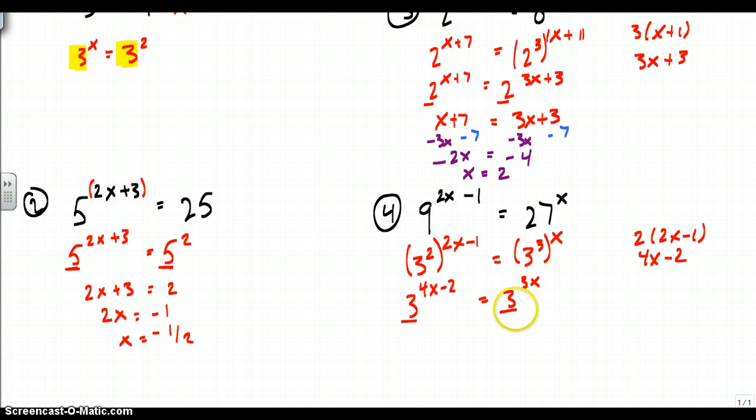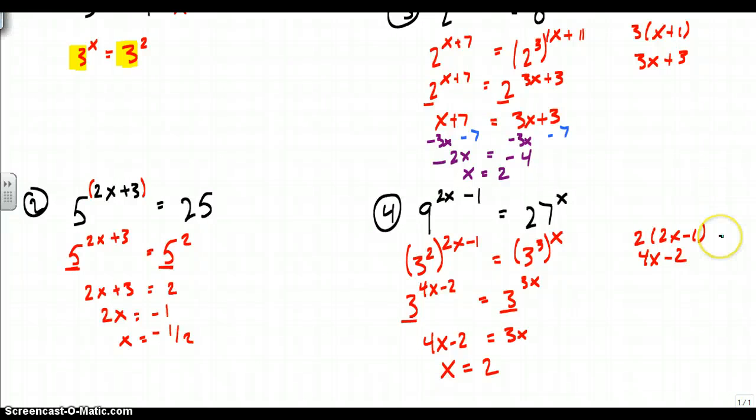Now I have bases the same. That means I can set my exponents equal to each other. So 4x minus 2 equals 3x. If I add 2 to both sides and subtract 3x from both sides, I get x equals 2. So there's your final answer. x equals 2. These problems aren't that bad.